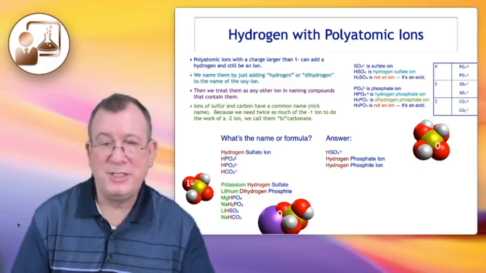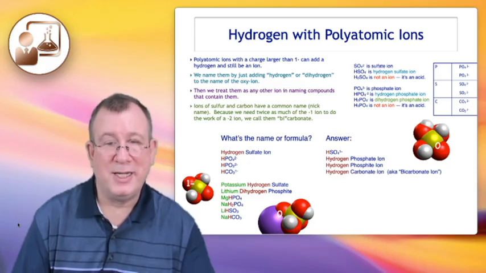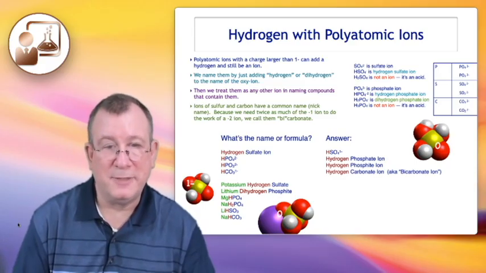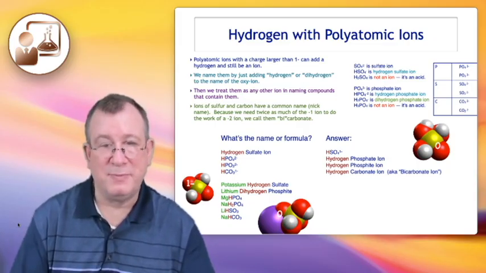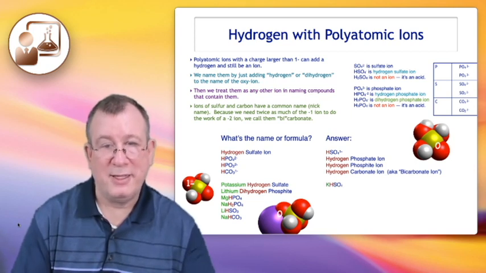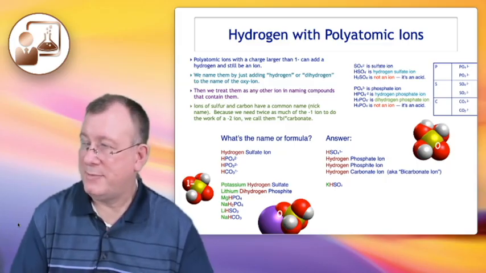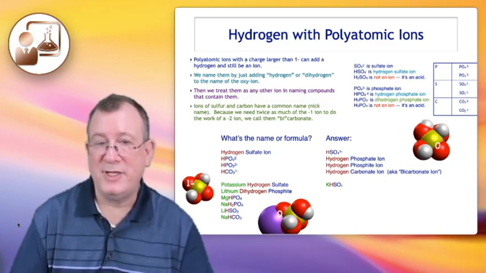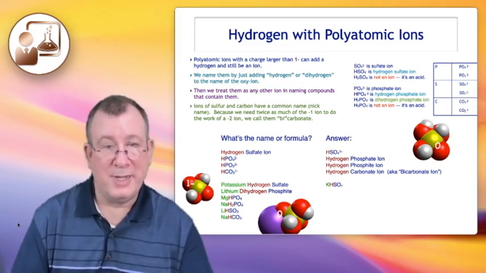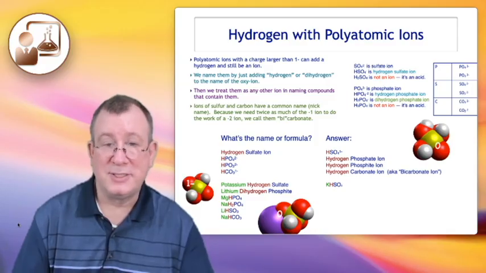If I take HCO3 1 minus, that is the hydrogen carbonate ion, also known as the bicarbonate ion. And if I team up something like the hydrogen sulfate ion with potassium, then the formula is just KHSO4. If I take the lithium and I team it up with the dihydrogen phosphite ion, then it is lithium, that's the plus half, and the minus half is H2PO3 1 minus, but the lithium cancels it.